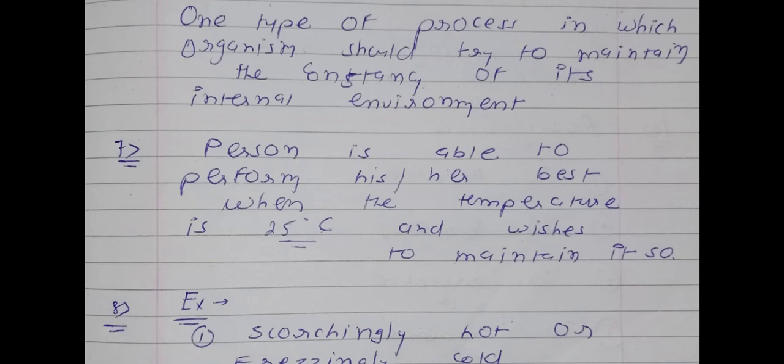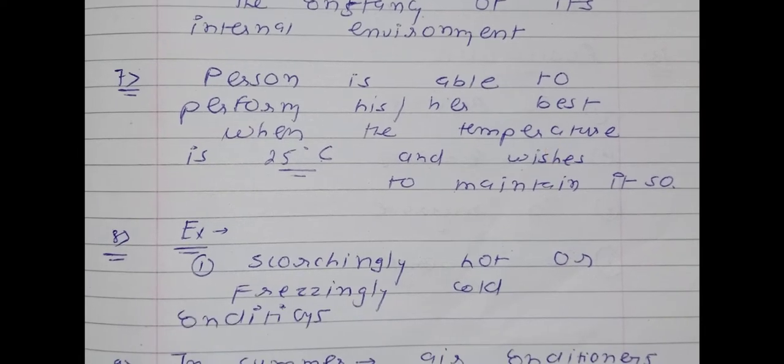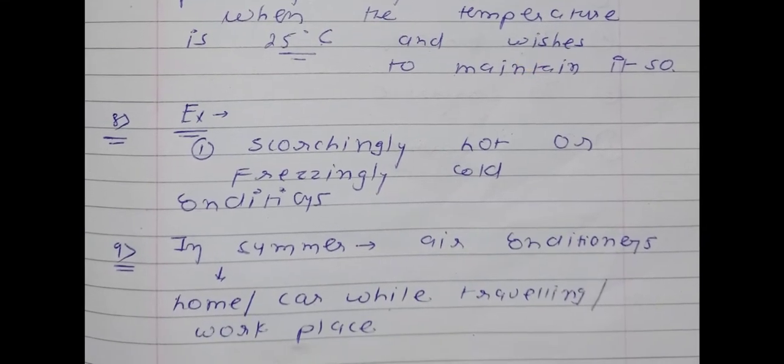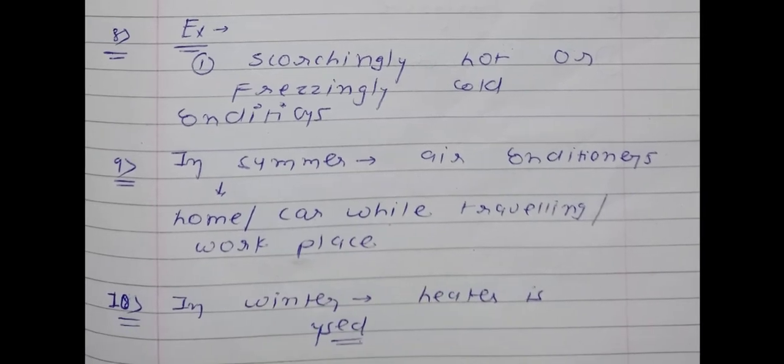Point number 7, there is one MCQ. A person is able to perform his or her best when the temperature will be 25 degrees centigrade and wishes to maintain it. If the condition will be scorchingly hot or freezingly cold, the person still wishes to maintain 25 degrees centigrade. For example, in summer, when the temperature is higher, air conditioners, meaning AC, will be used in homes or workplaces or while traveling or driving in a car. While in winter, a heater is used when the temperature is lower.